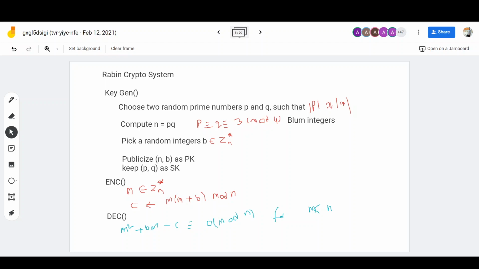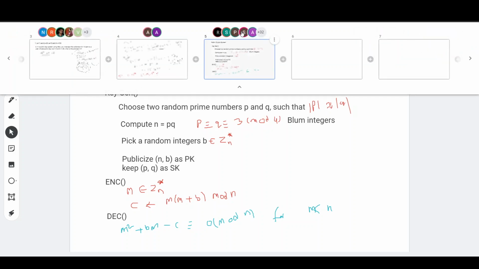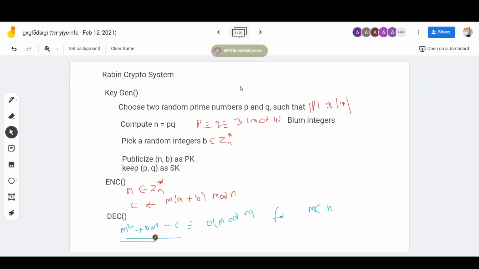But the problem is that it requires a modulo square root algorithm to find the roots. Generally we get 2 roots, but here you will get 4 root values. Out of 4 root values, 1 root value is the actual message. So how are you going to convey that information to the others?